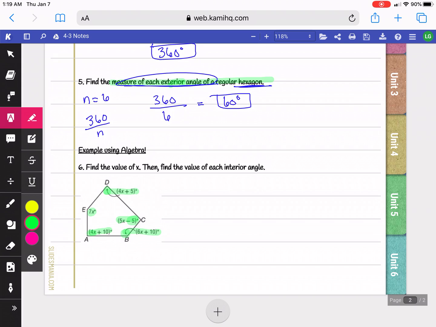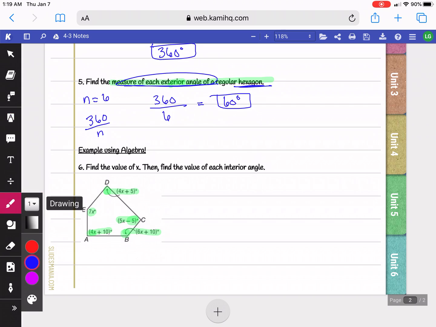So this polygon has 5 sides, so it's a pentagon, so that means my n is equal to 5. And I can use my interior angle sum theorem, n minus 2 times 180, to figure out what all those angles will add up to. So this will come out to 540 degrees. So all the angles in this picture add to 540.